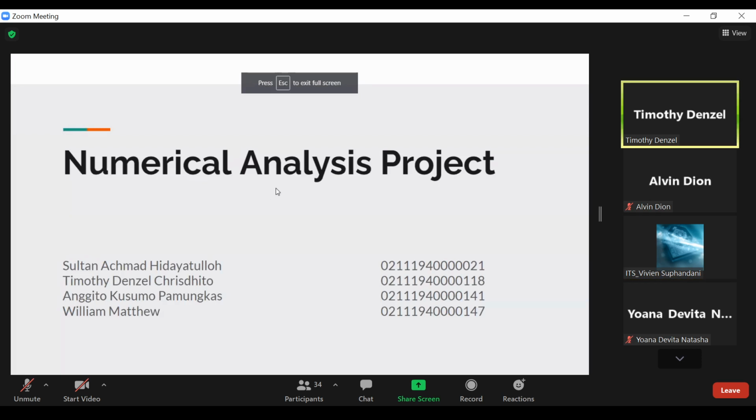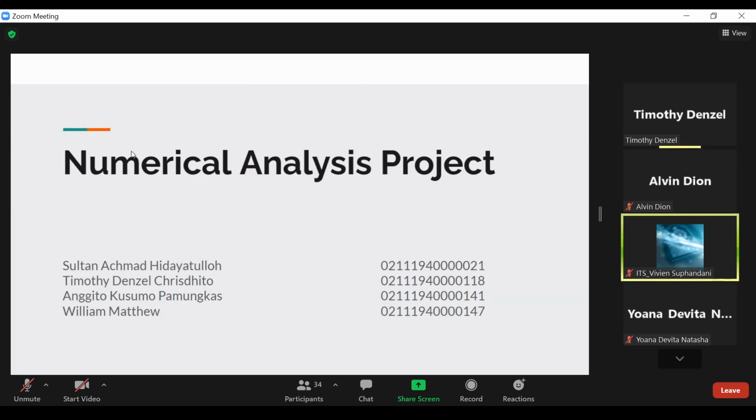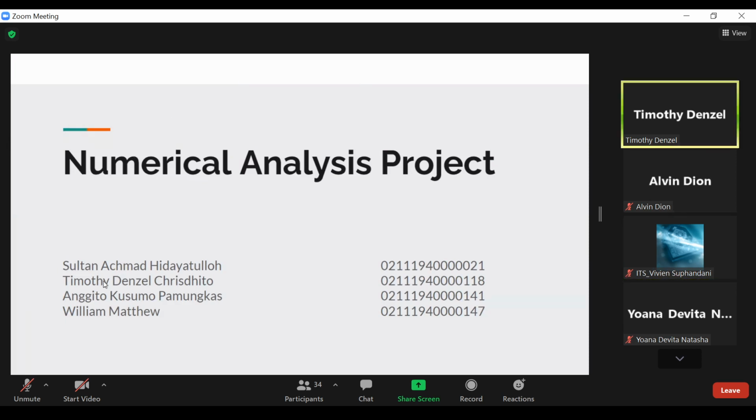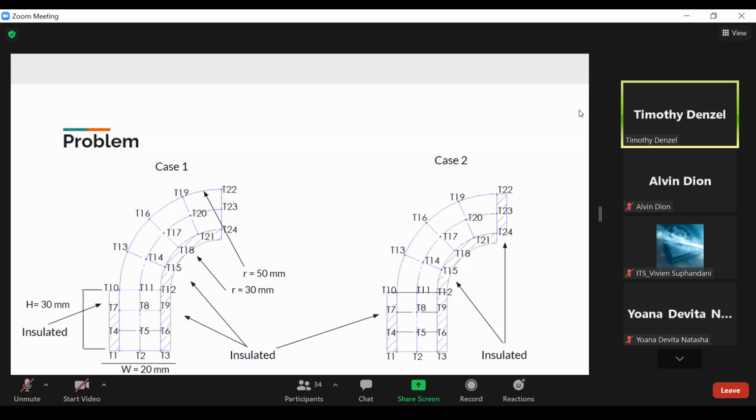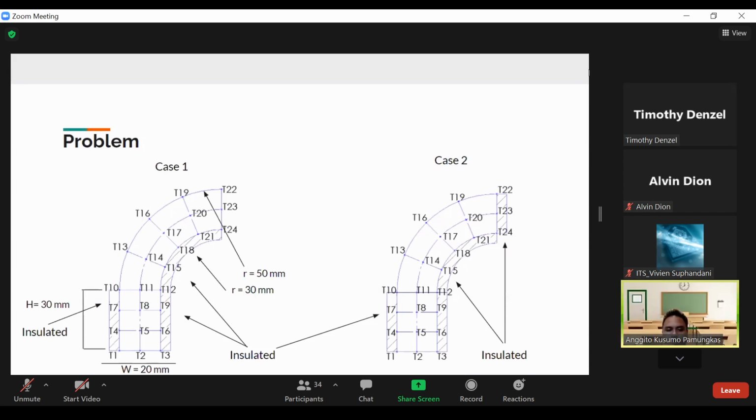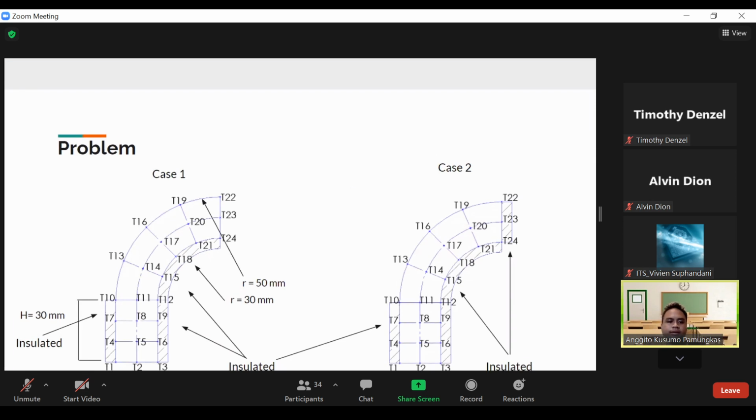Good morning. Today our team will present a numerical analysis project. The team members are Sultan, Timothy, Anggito, and William. First, I want to explain the problem that we got from the book Fundamentals of Heat and Mass Transfer. The problem is conduction within a relatively complex geometry. It can be solved by the finite difference method.